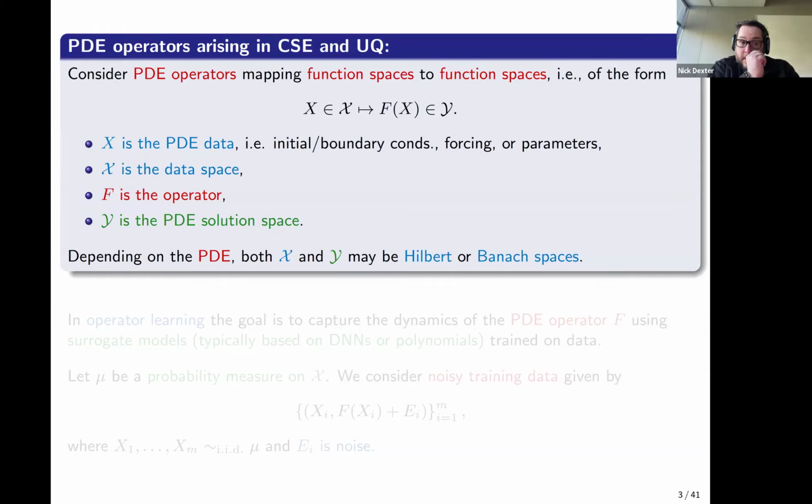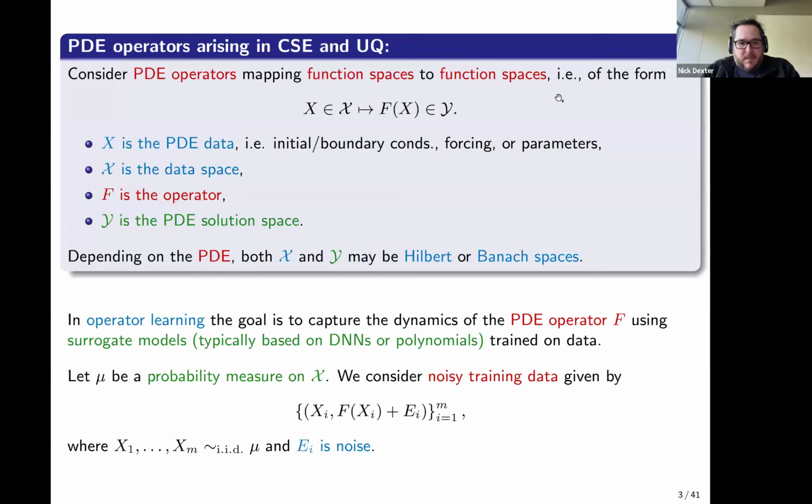So of course this depends on each PDE that you solve. X and Y here could be Hilbert spaces or Banach spaces, but they're generally infinite dimensional function spaces. And in operator learning, the goal is to capture the dynamics of the PDE operator F using surrogate models, typically based on deep neural networks or polynomials trained on data.